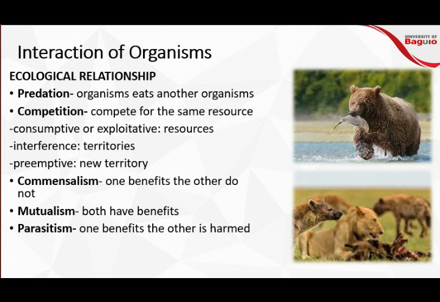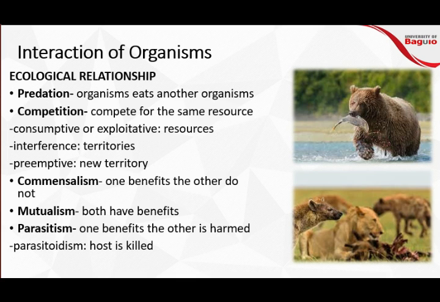So let's say for example, a worm. You say a worm that is living inside the stomach of the pig. That parasite or worm is benefiting from whatever food is eaten by the pig, but the pig is actually being harmed. As we all know, there will be a problem for that pig if there is a worm living inside its stomach. So that is what we call parasitism.